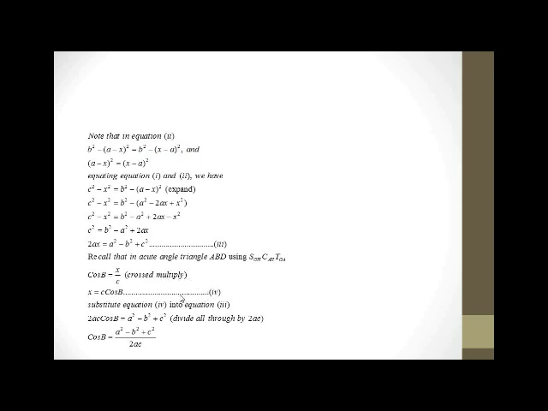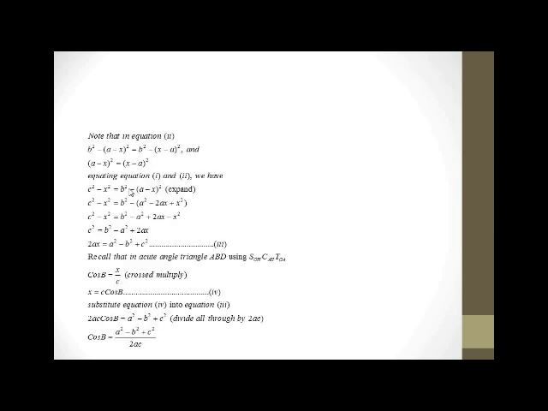If we now substitute this equation 4 into equation 3, we are going to have 2ac cos B equal to a squared minus b squared plus c squared. And if we divide all through by 2ac, we're going to have cos B equal to a squared minus b squared plus c squared over 2ac.